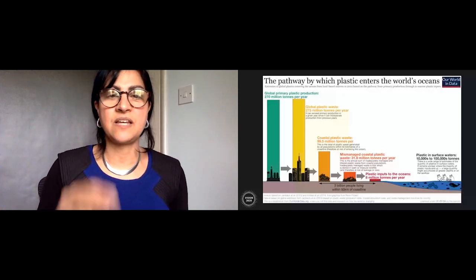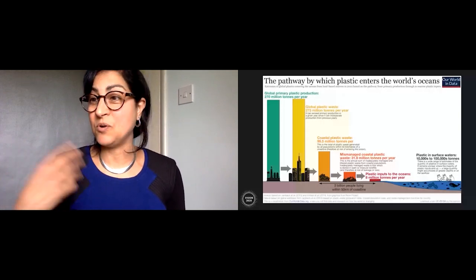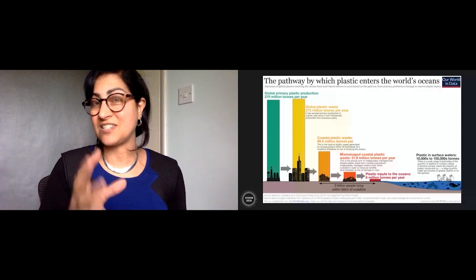This is an infographic about plastic pollution, a bar graph with benefits, in other words. Okay, the more you look, the more you see in this graph. You could stare at it for quite a while.